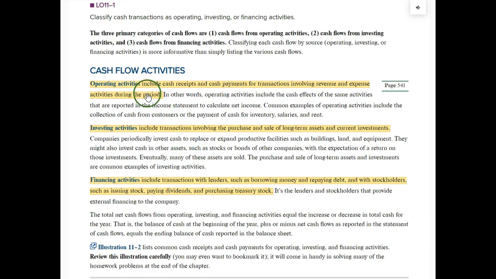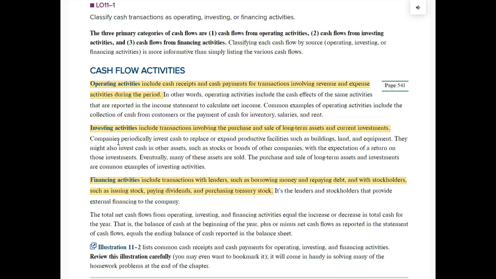Now in the operating activities section, this involves cash flow from revenue and also expenses, cash inflow, cash outflow. The investing area, you use cash to buy equipment, buy land, buy buildings, buy long-term assets, or you might sell some of those. So how much cash are you receiving or paying in this area?